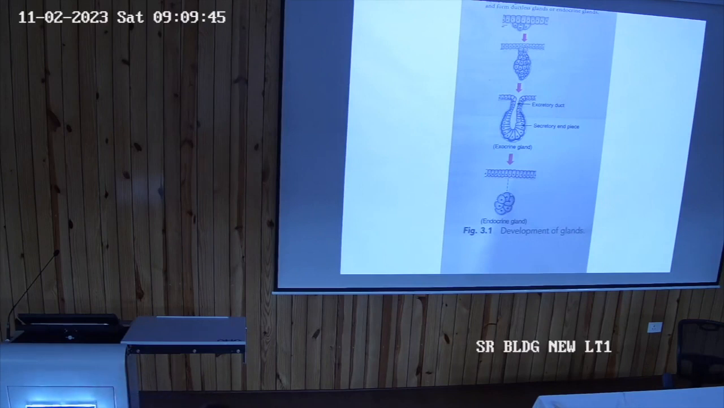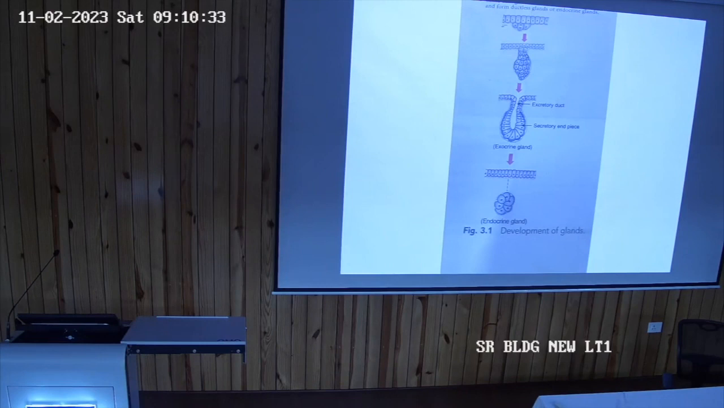After seeing this development, we classify the glands in different ways. First of all, here in this diagram you can see the secretory entities and the excretory duct, and see the lower one. In some glands, after their formation, they detach from the surface epithelium. The gland is formed, but it is not now connected with the surface epithelium. Such type of glands are called endocrine glands. So, endocrine glands are ductless glands.